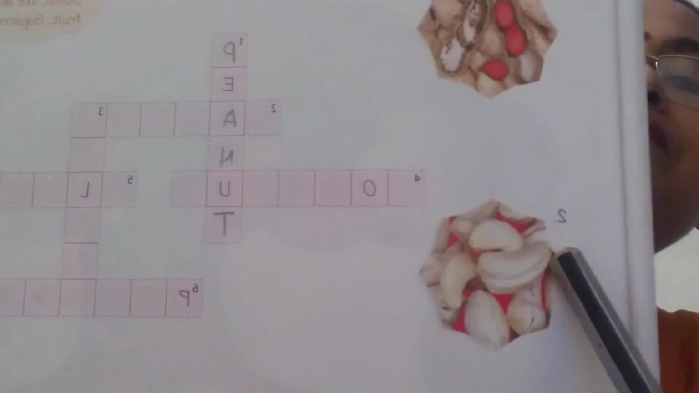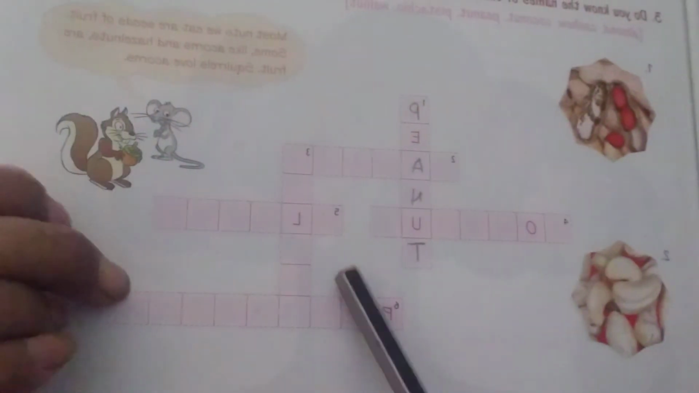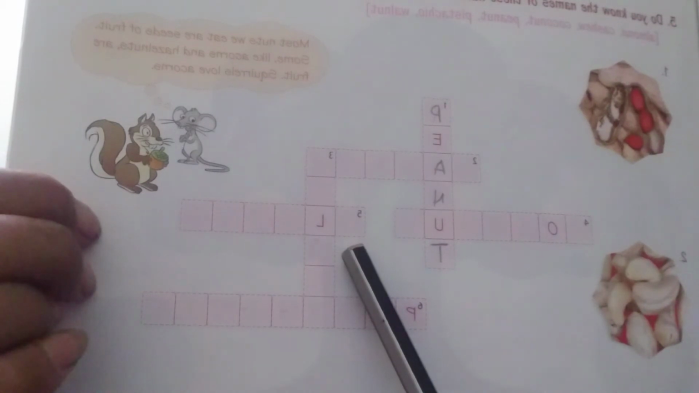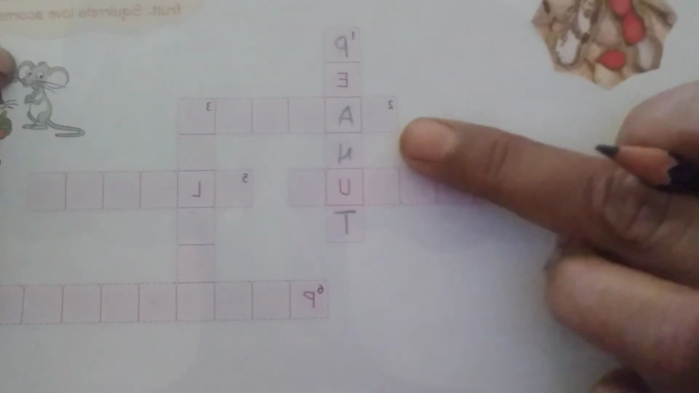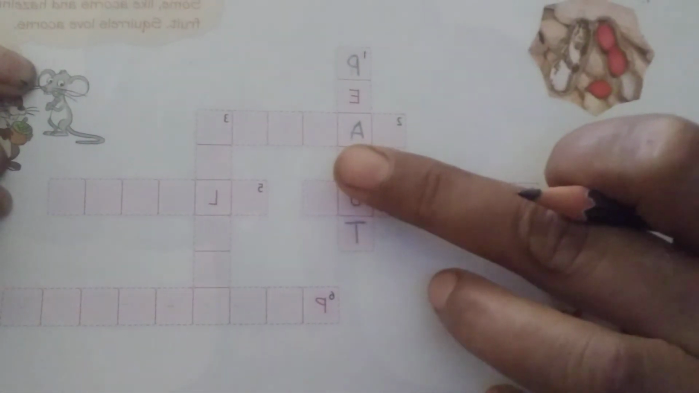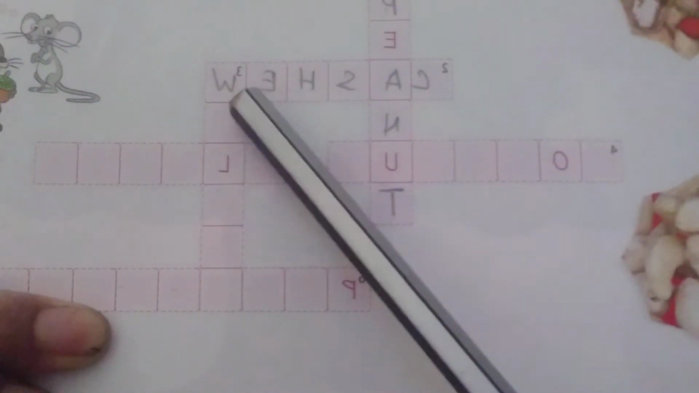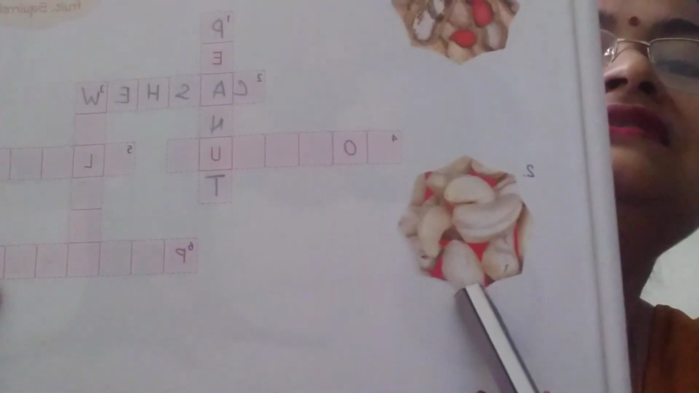Then number 2, cashew. Where is number 2 given? Let us see, number 2 is here. Number 2, cashew. Write down cashew. So this is cashew, right? Cashew nut we say, right?